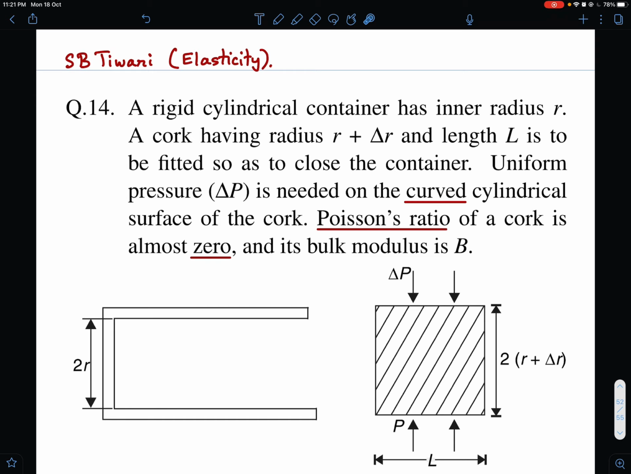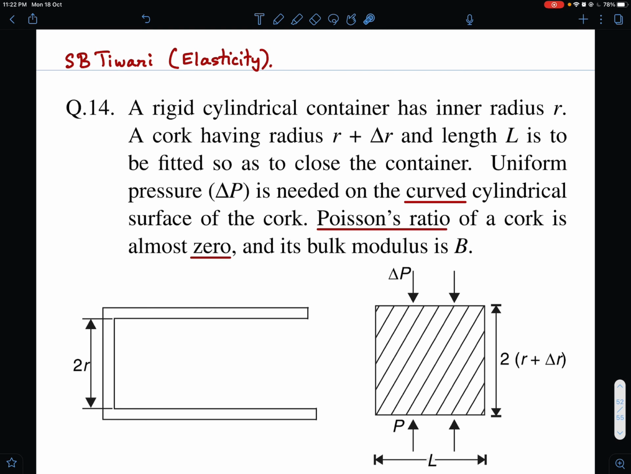cork. So now please bear in mind, this is a very important sentence. What does it say? Uniform pressure delta P is needed on the curved surface of the cylindrical cork, only on this surface and this surface. We are applying pressure only on the curved surface of the cylinder, and we are not applying any pressure on the flat surfaces, right? So please bear in mind that pressure is being applied only on the curved cylindrical surface of the cork. And Poisson's ratio of the cork is almost 0 and its bulk modulus is capital B. So Poisson's ratio we can treat as 0 and the bulk modulus is given as capital B.